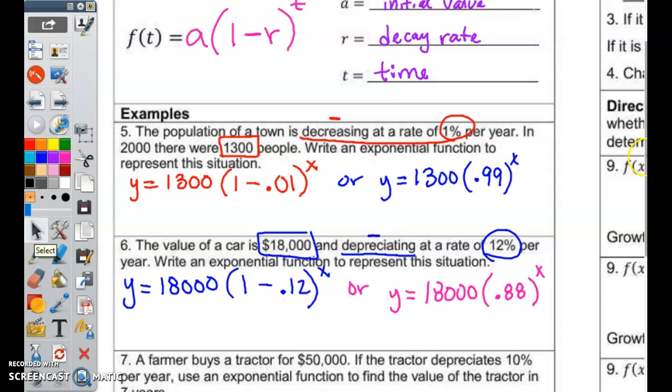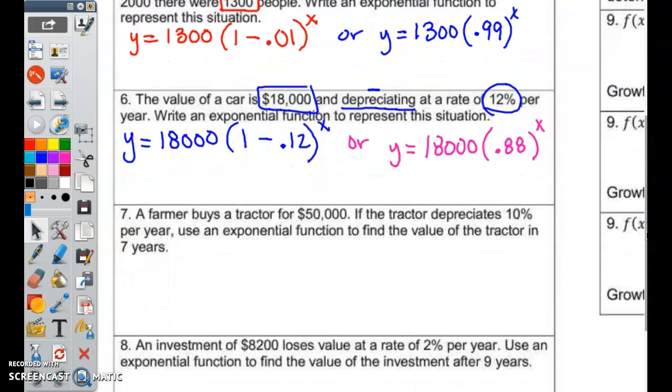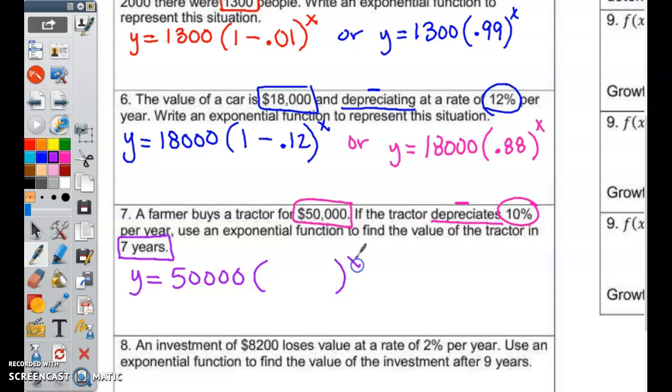Let's do one more. A farmer buys tractors for 50,000, so that's what you start with. If the tractor depreciates 10% per year, so it's going down, minus, they want to know what happened in 7 years. Okay? So first you have to create the equation. Y equals, what did I start with? 50,000. Parentheses to the power of x. What goes inside? 1 minus 0.10, right? Or I can rewrite the equation.